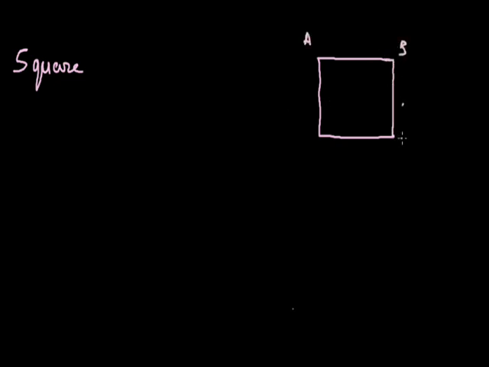In the last class we studied how to calculate the perimeter and area of a rectangle. Today we will start with squares. A square is a rectangle in which all sides are equal. That is, if ABCD is a square, then all its sides will be equal to A units.